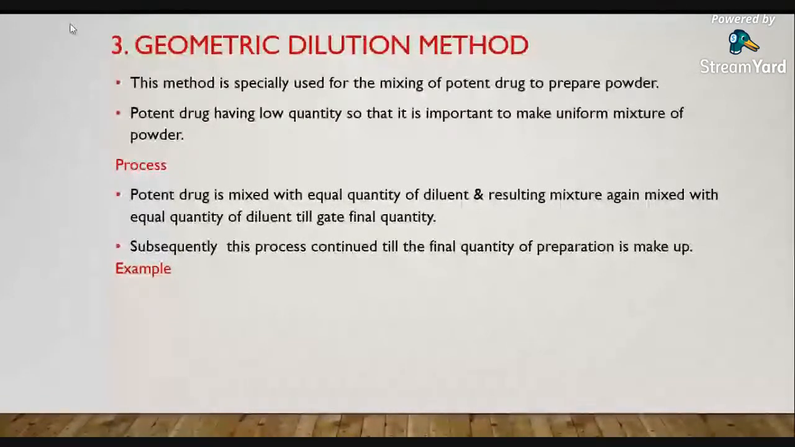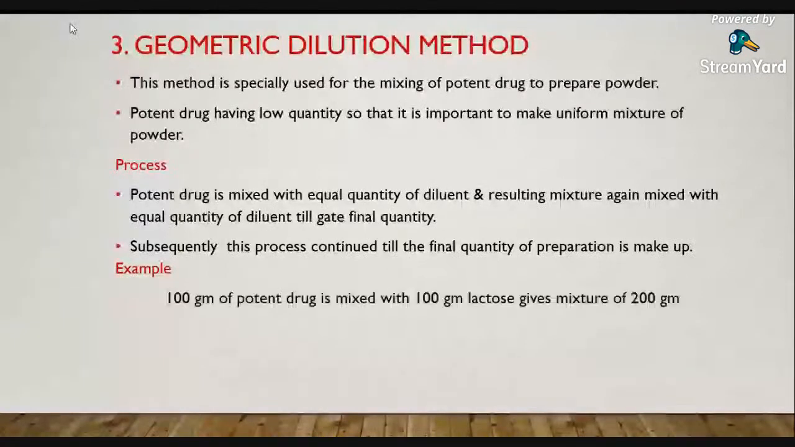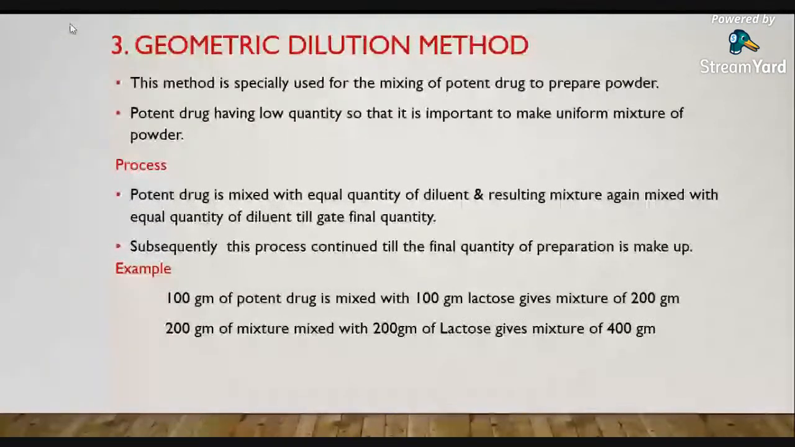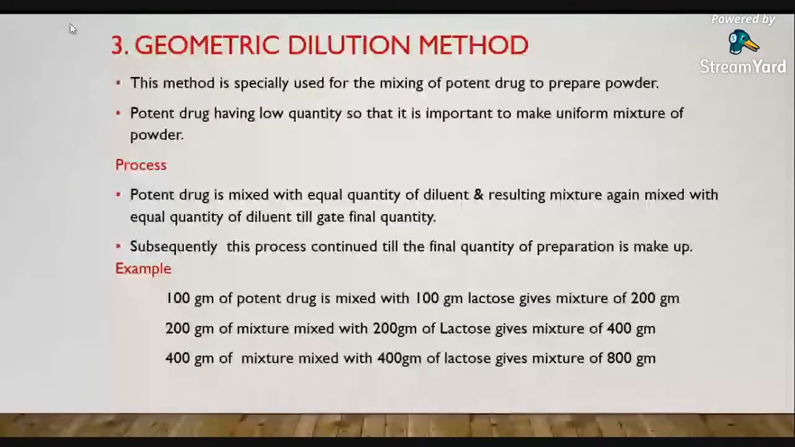Okay, now again I am going to explain with an example. See, 100 gram of potent drug is mixed with 100 gram of lactose, and that will give a mixture of 200 gram. Okay. Now again we have to take that resulting mixture of 200 gram, mix with 200 gram of lactose, and that resulting mixture will be 400 gram. And again we have to take 400 gram of lactose mixed with the 400 gram of the powder. You will get 800 gram of mixture. In this way we have to perform till the final quantity of powder.